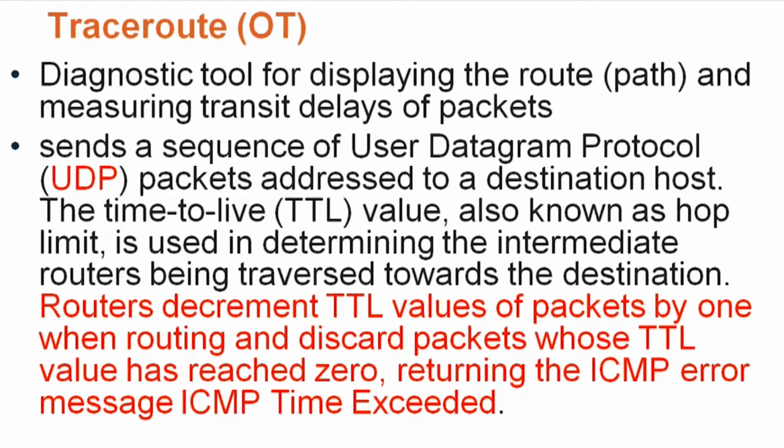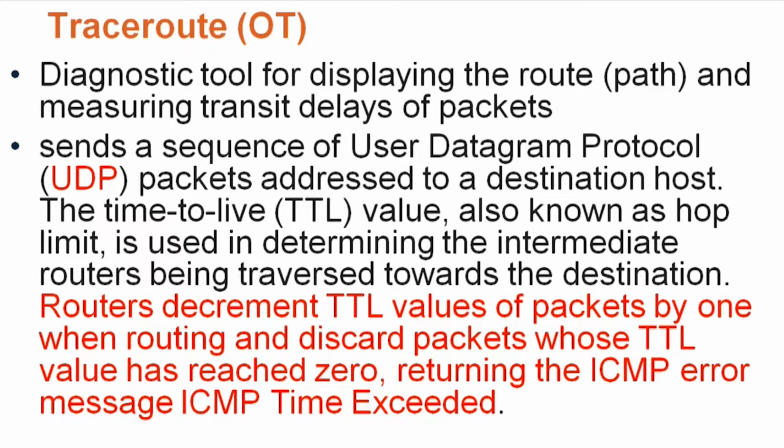So it'll make a request, and you'll see lines of data as it hits each point. The way this works is it sends a sequence of UDP packets addressed to a destination host, and it's going to traverse a bunch of machines along the way. The time to live, or TTL value, also known as a hop limit, is used to determine the intermediate routers being traversed towards the destination. So what does that mean? If I set the TTL to 5, that means at most hop across 5 servers and then stop. So it's going to get bounced around. Say the route is to China and it's going to take 10 hops to get there. A hop is from box to box to box that it's just going to happen to hit. So from router to router to router, right?